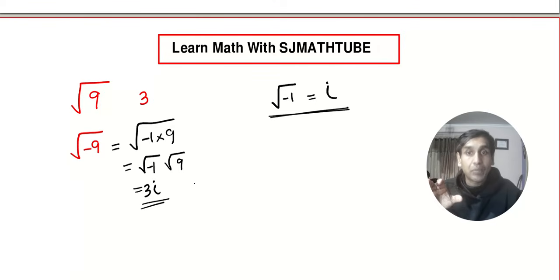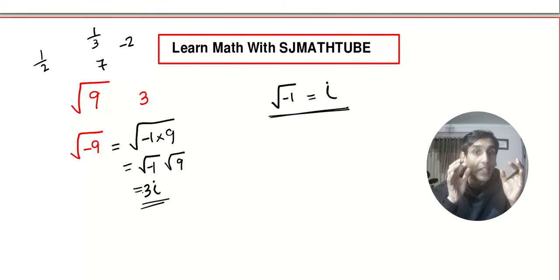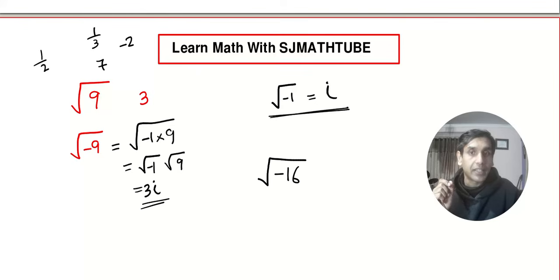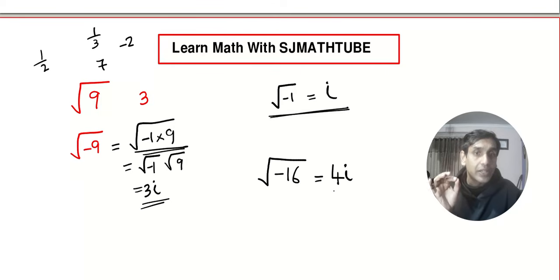Just like our real numbers, like 1 by 3, 1 by 2, 7, minus 2, now we have a new set of numbers called imaginary numbers. For example, suppose I want root under minus 16. We follow the same process and eventually I get the answer 4 multiplied by i. So I am able to create the square root of negative numbers, and those numbers are called imaginary numbers.